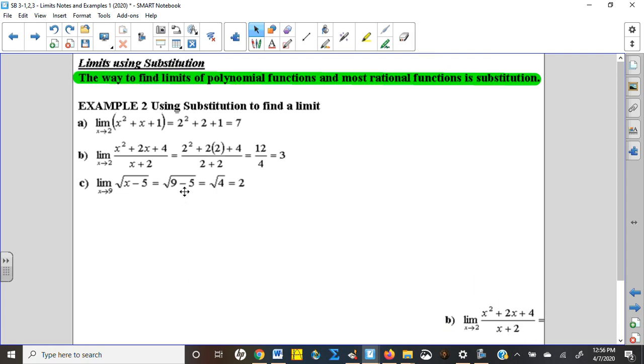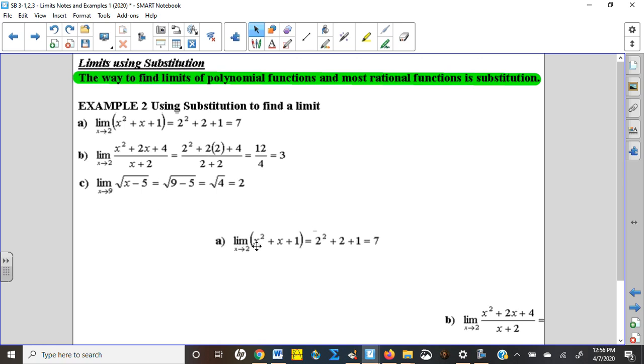These are some problems, and they should be worked out in your notes already, where we actually can just use substitution to find limits. And we're going to find that any polynomial, we can use substitution 100% of the time. In most rational functions and radical functions, we can use substitution most of the time. There's really certain times when we can't. So this is just a polynomial.